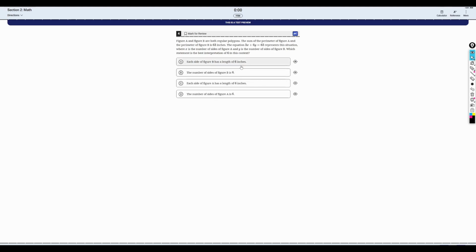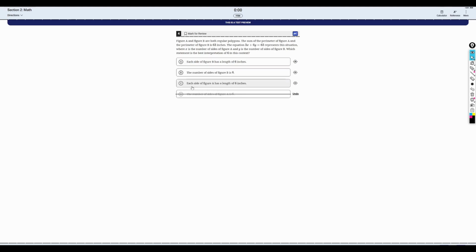So right away, it's really wordy, but it's really simple if you read. So A says, each side of figure B has a length of 6 inches. That's a possibility. Now we just need to read the rest and make sure that's right. The number of sides of figure A is 6. Well, we were given that x is the number of sides of figure A. So 3 is with x, so that can't be right because 6 is with y.